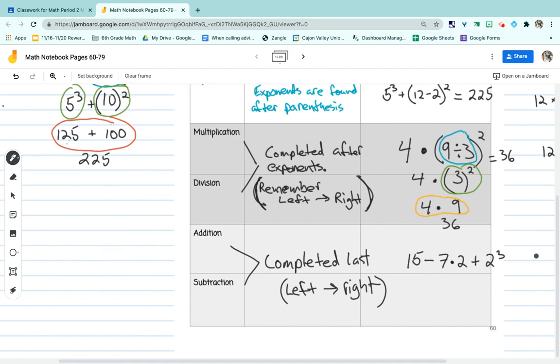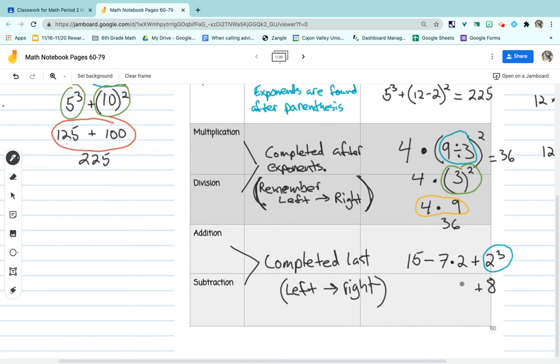Okay, so in this case, this is a perfect example. Let's take a look and see what we've got. We don't have any parentheses, right? No parentheses to worry about. So we move to exponents. We do have an exponent here. We have 2 to the third power, and that would be 2 times 2 times 2. So 2 times 2 is 4, and then times 2 is 8. So I'll put an 8 there.